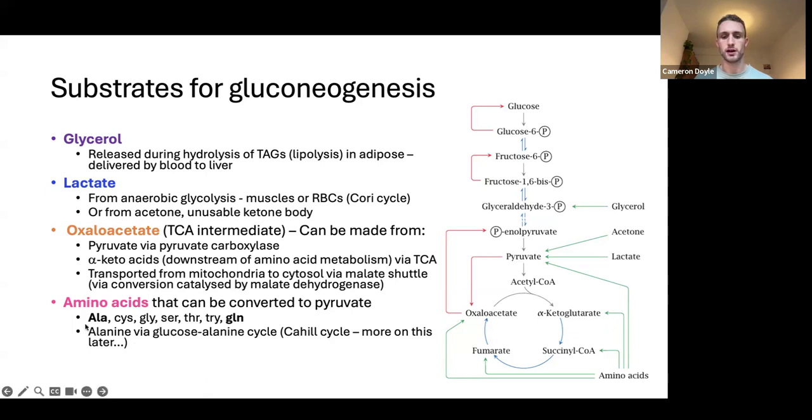But the ones that are highlighted, the predominant ones, are alanine and glutamine. These are also important for certain pathways like the Cahill cycle, which we'll come on to later.